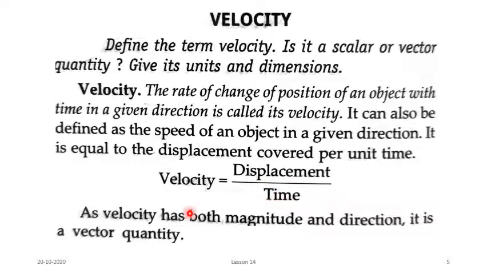divided by your time taken. Fine. Now, as you can see here, your velocity has the magnitude. Magnitude, that means the numerical value, and it has the direction. Since it has a magnitude and direction, therefore it is a vector quantity. Now, let us discuss different types of velocities.